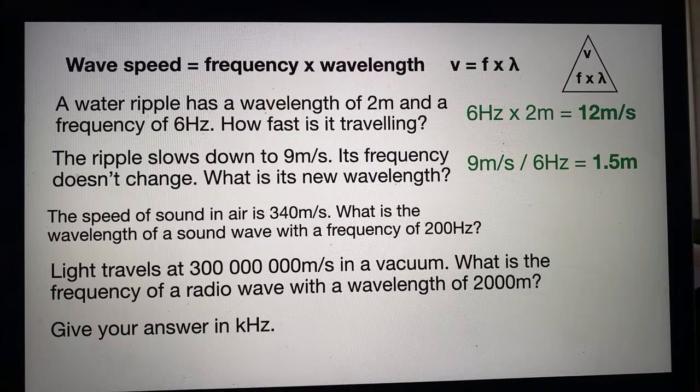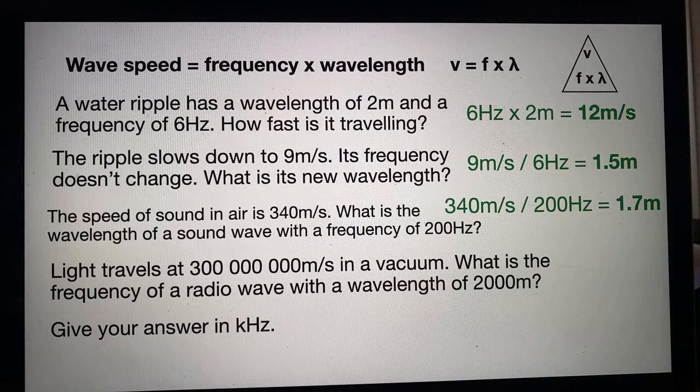The speed of sound in air is 340 meters per second. What is the wavelength of a sound wave with a frequency of 200 hertz? Okay, so we've got the speed that the wave is traveling at. We've got the frequency, we need the wavelength again, so it's speed divided by frequency. So it's 340 meters per second divided by 200 hertz. Well done if you wrote the units on, equals 1.7 meters.